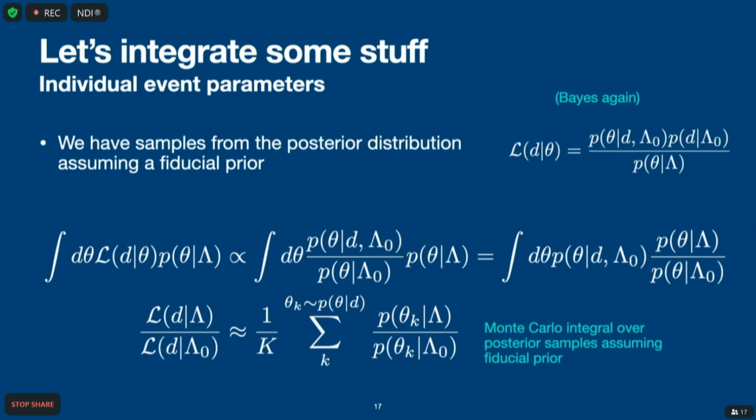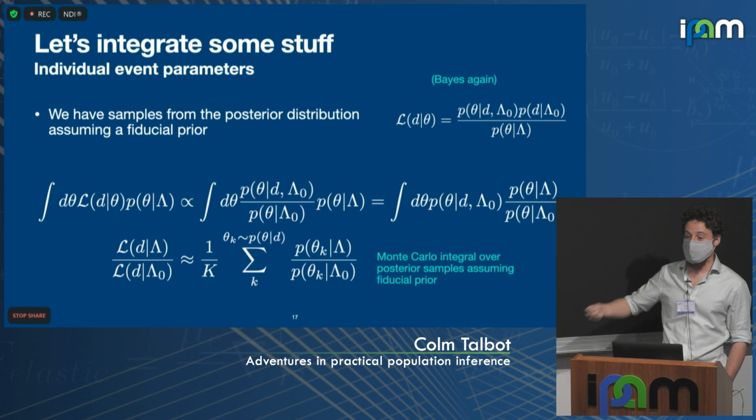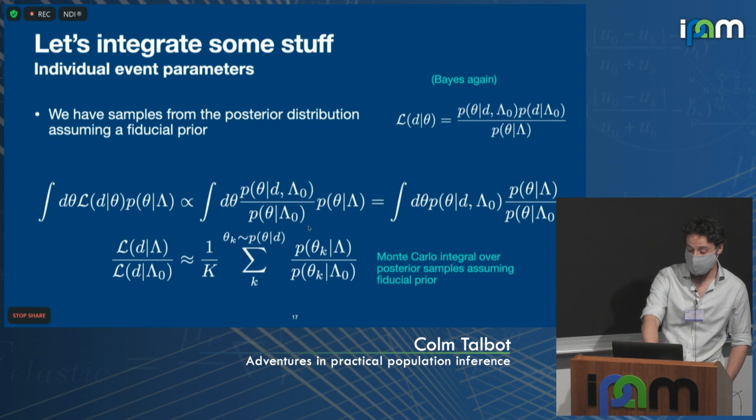We draw samples from a fiducial posterior distribution. And the reason we do this, you've heard about single event inference yesterday, and there's more later in the week. But basically, what this typically gives us is the posterior distribution for the single event parameters given the data and some fiducial population model.